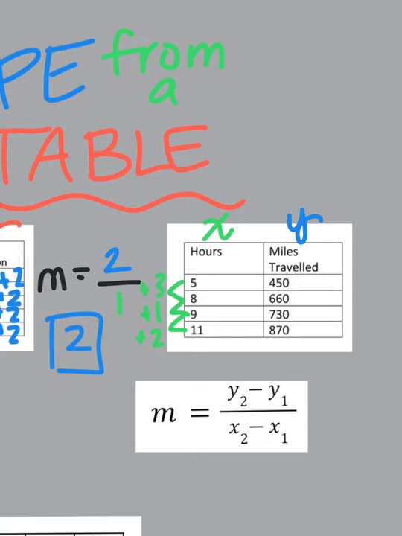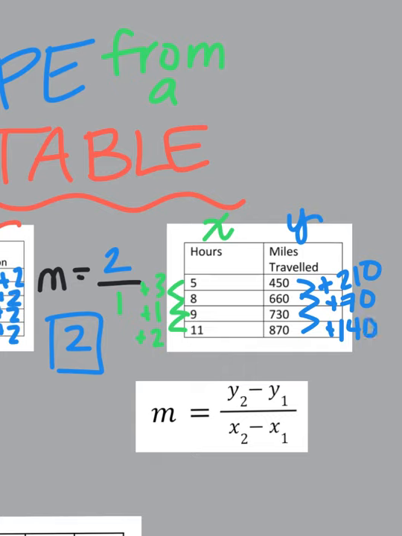Let's look at what's happening in our y's. All right, from 450 to 660, that is going up by 210. 730 and 660. If I added 40 to my 660, I'd be at 700 plus 30 more. So that means it went up by 70. And then down here, 730 to 870, I would have to add 70 just to get to 800, then 70 more. So that means that is 140.